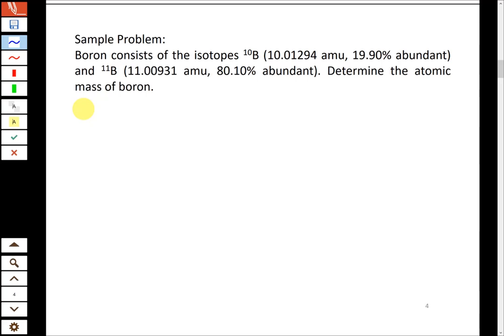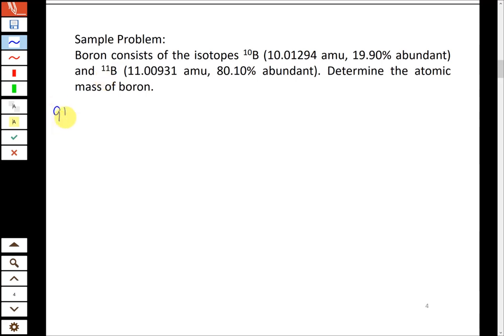All right, so if you look at this problem here, it is a more straightforward one where we're giving you the masses and the abundances of 2 isotopes. So this is the element boron. Just like carbon, it consists of 2 isotopes, but the ratio is different. So it's about 20% boron 10, it's about 80% boron 11, and we want to know what is the atomic mass of boron, which again is the weighted average of those isotope masses.